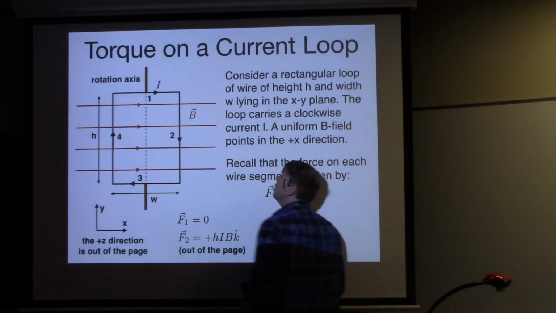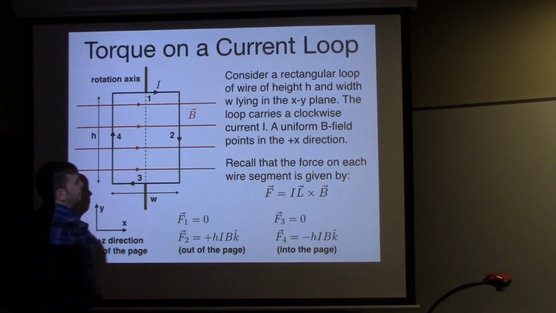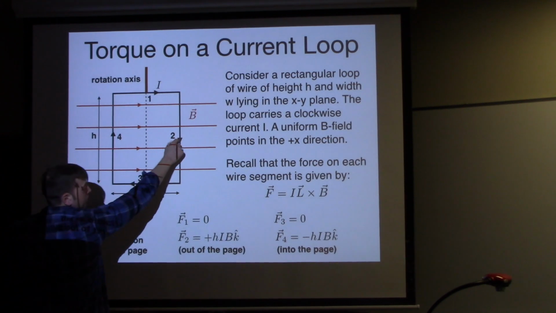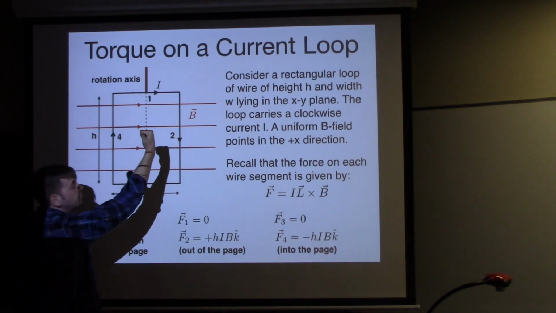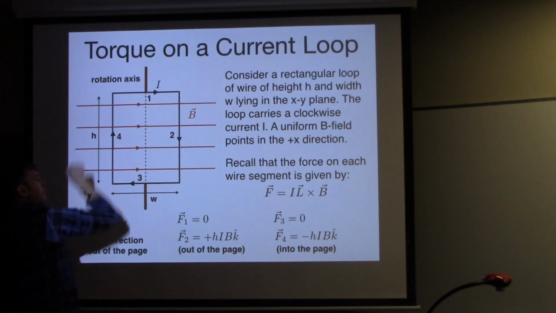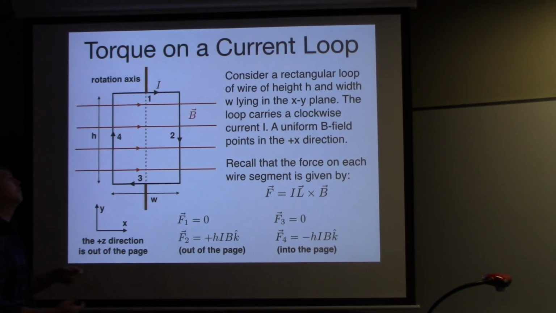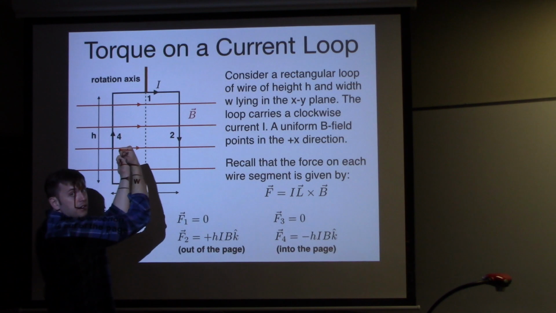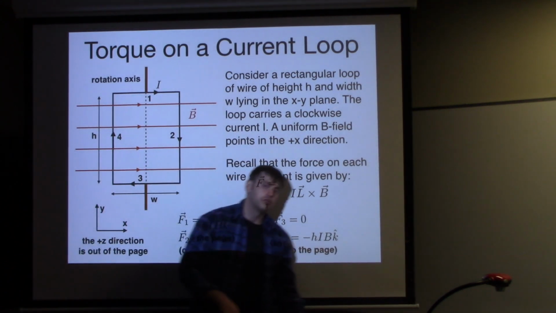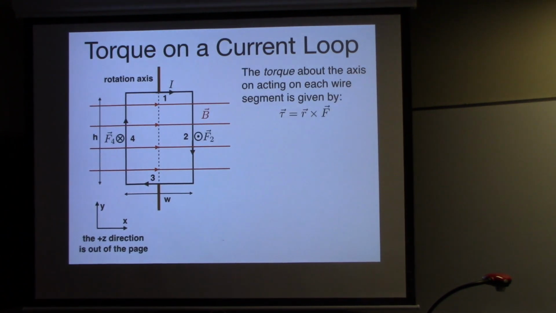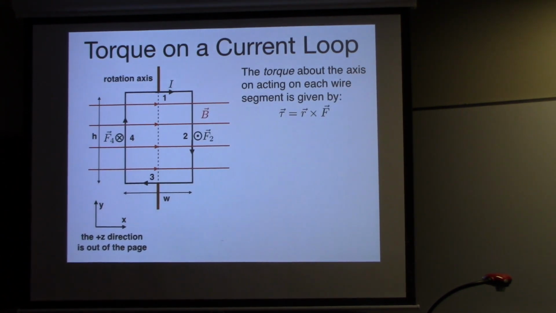So let's think about it. No force here. No force down here either. A force on this one coming out of the page like this. A force on this one going into the page like this. What do you think that's going to cause the loop to do? It's going to cause it to rotate. It's going to cause some kind of torque, which would induce rotation. Okay, so the next thing is to figure out what does that torque look like.